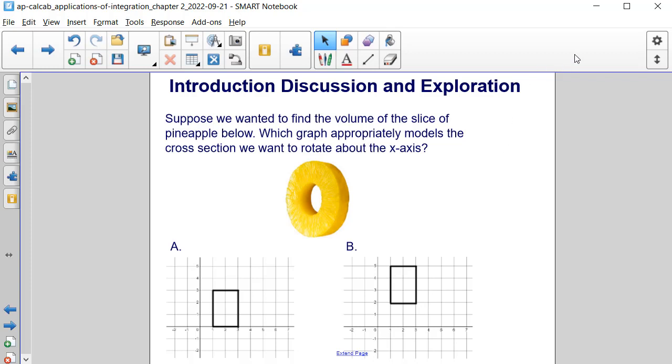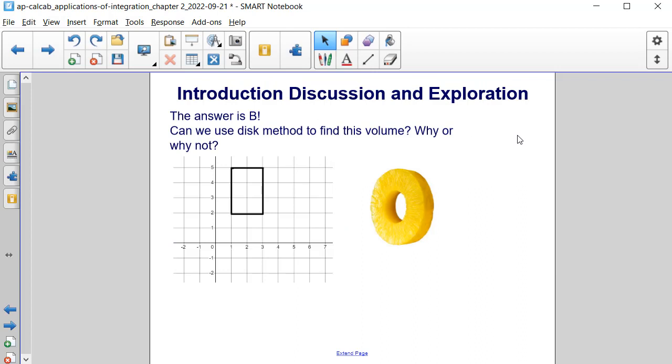Take a moment to pause this video and think about it, and when you're done, unpause it. The answer is B. The reason is that rotating this rectangle that's further away from the x-axis about the x-axis will produce two cylinders: an outer cylinder, which represents the outer section of this pineapple, as well as an inner cylinder, which represents the middle of the pineapple, which is missing.